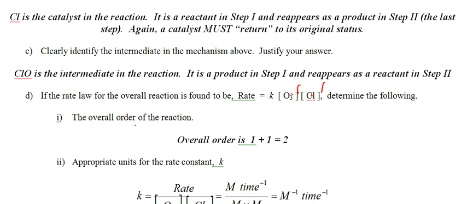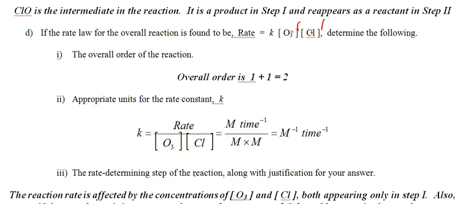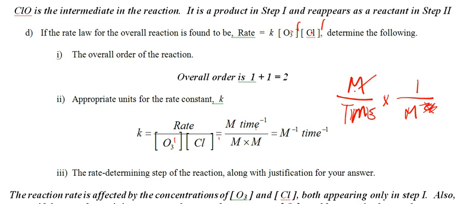The appropriate units for the rate constant, again, rate is molarity per unit of time. So it's molarity over time. And then we have second order overall here. So that means that we have molarity squared on the bottom. So one of those molarities goes away. So we're left with 1 over molarity time. And that's what we have here.